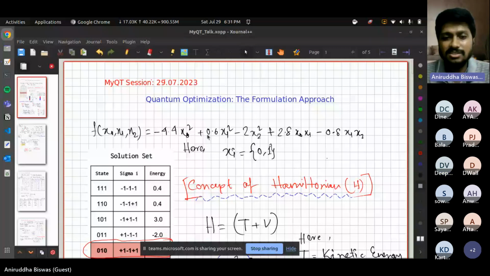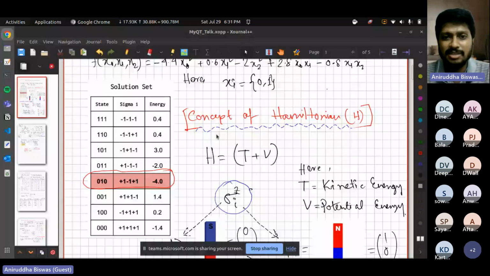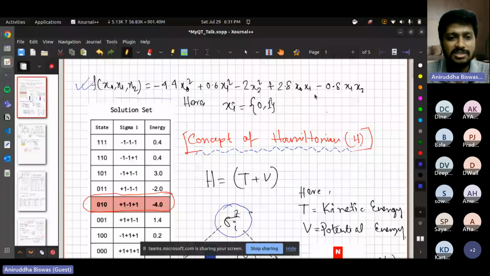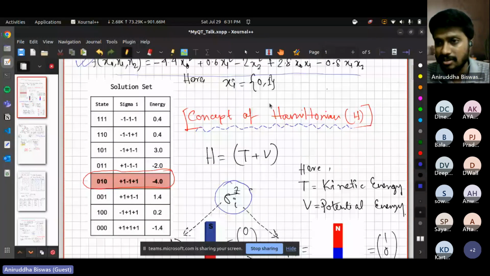Yeah, so you can see that this is something that you have here. So the same mathematical expression I have written here. So the same mathematical expression you have here, this one. And these are the 8 possible combinations you can see on the left hand side. And what are the possible combinations?